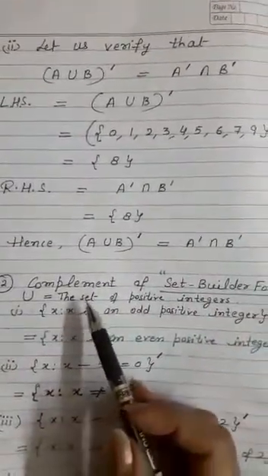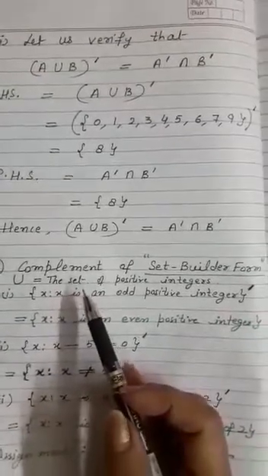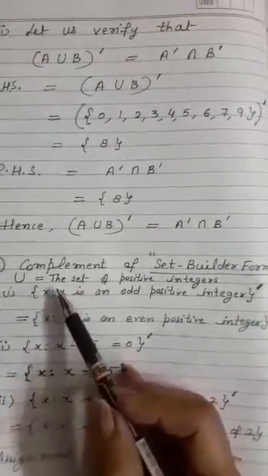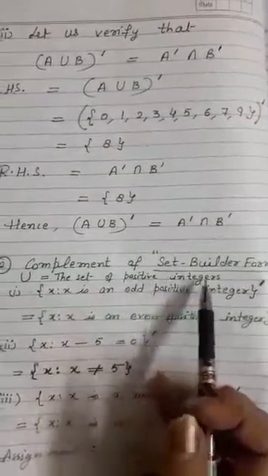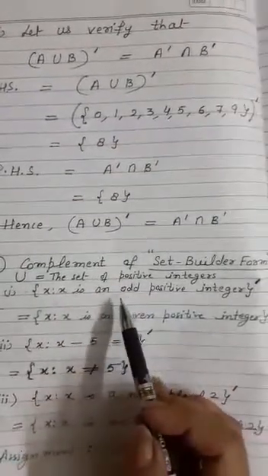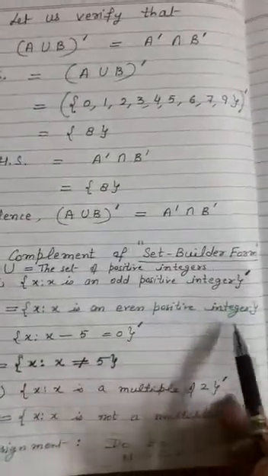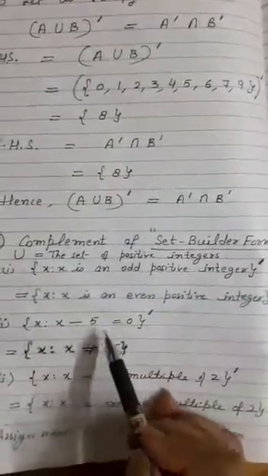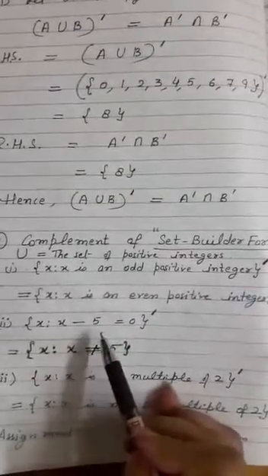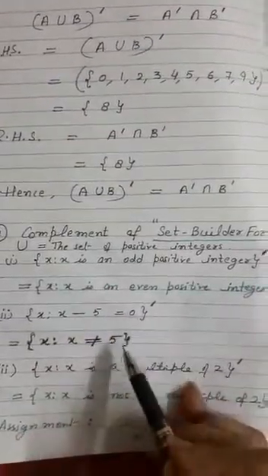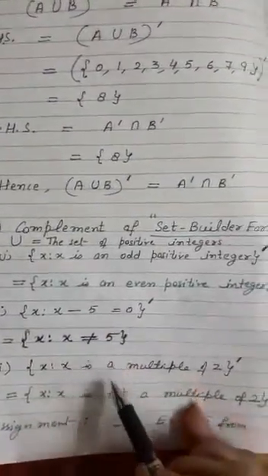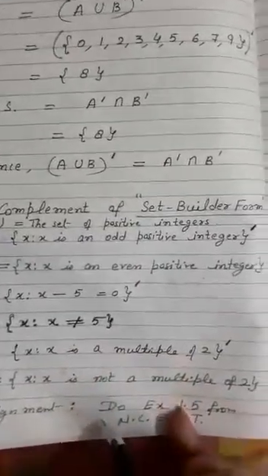Now I'll explain to you how to find the complement of set builder form. Here the universal set is given to you, the set of positive integers, and if we want to find the complement of odd positive integers, it means that will become even positive integers. Here the complement of x minus 5 equal to 0. By solving it we will find x equal to 5. Therefore its complement is x is not equal to 5. And similarly this example. On the basis of it, you try these questions.